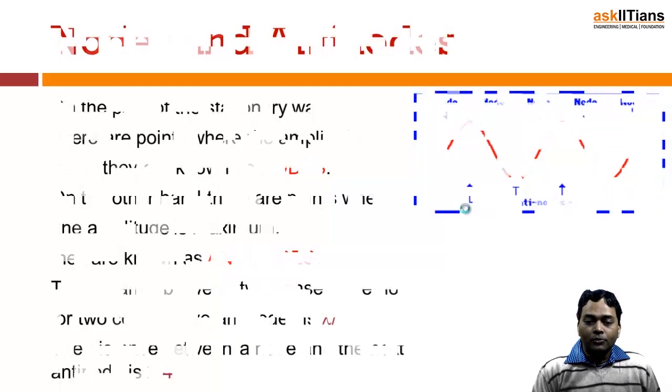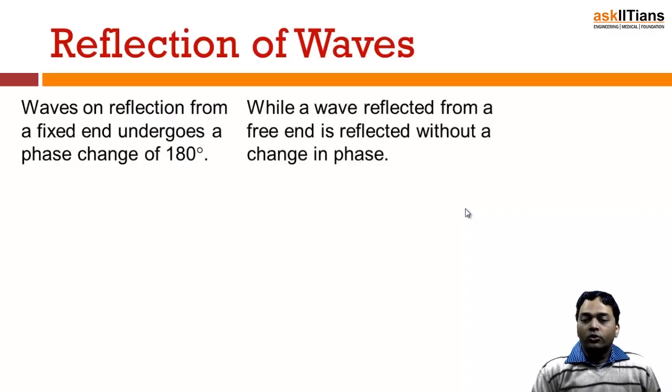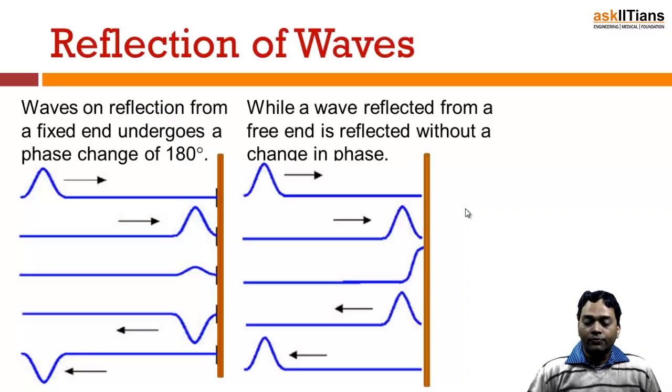Okay, let's move on and try to understand the reflection of waves. If you have a reflection taking place, as you see here, the wave starts from here, reaches here, gets reflected, and its direction changes. If a wave is reflected from a free end, it is just going to reverse back.